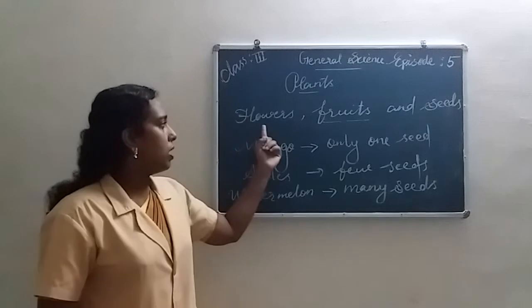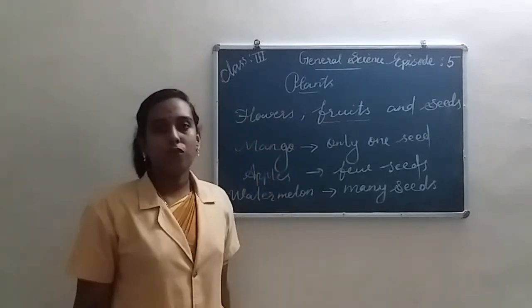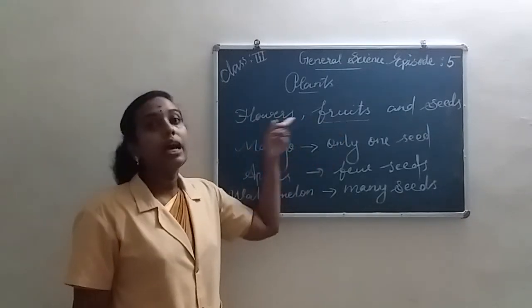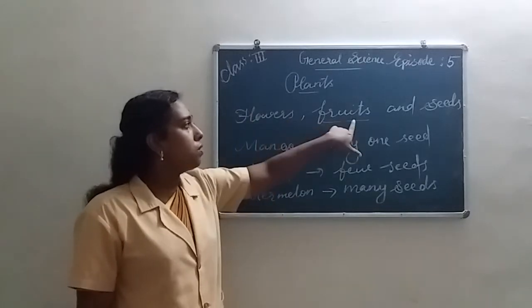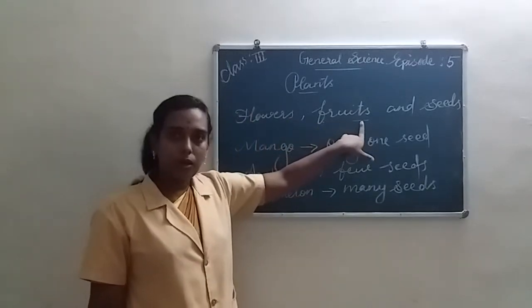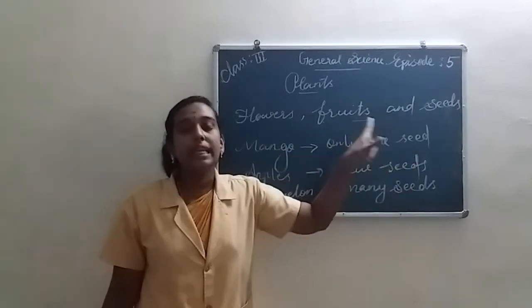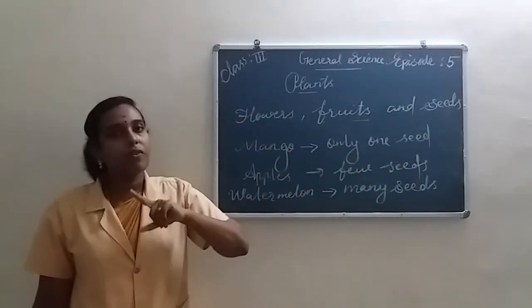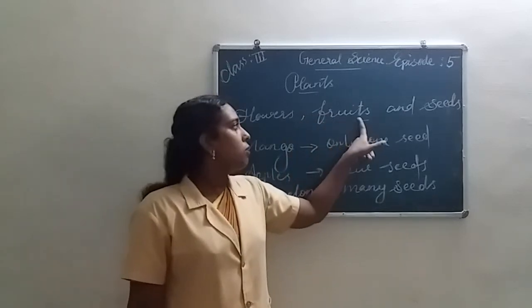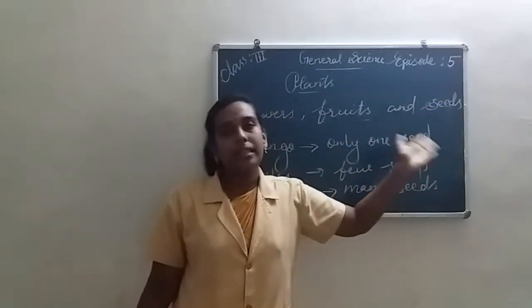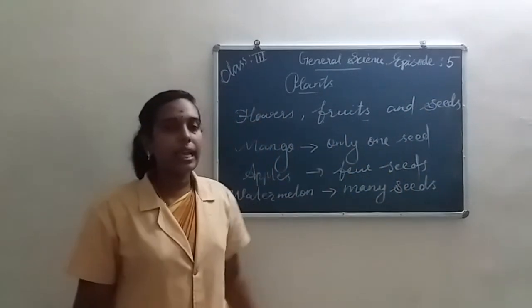So the flowers are the part producing fruit. Which part of the plant produces fruits? Flowers. Flowers are the important part of a plant because they produce fruits. And also the fruits have seeds inside them.